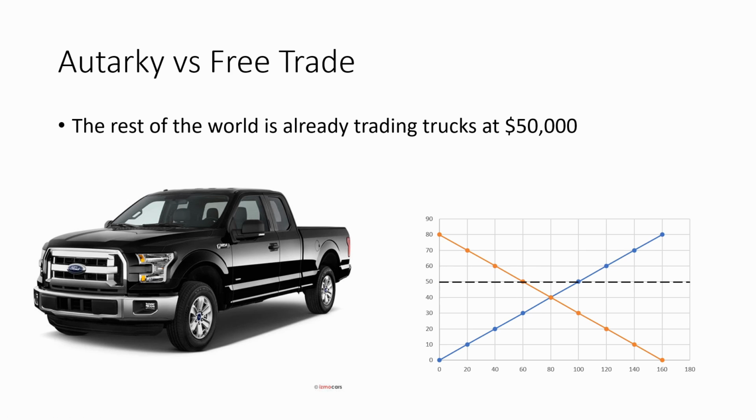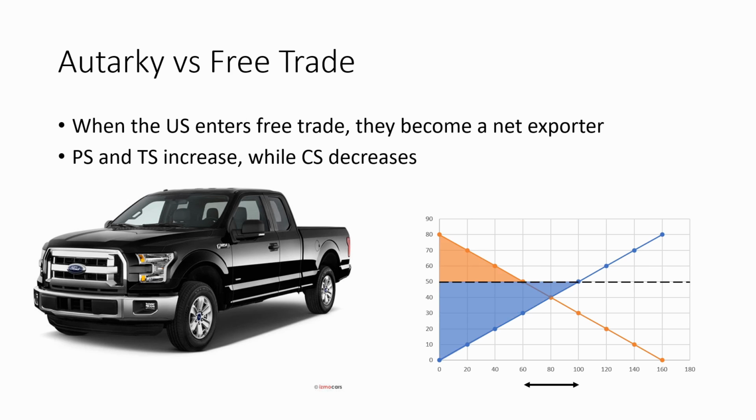If we enter the world market, if we get rid of autarky and enter free trade, then we're going to be a net exporter. So we can see here we've increased from 80,000 trucks produced. Now we're going to produce 100,000, and we're going to export 40,000 trucks, and we'll have 60,000 people purchase them. So we've got an increase in producer surplus and a small decrease in consumer surplus, but total surplus increases by us engaging in free trade.